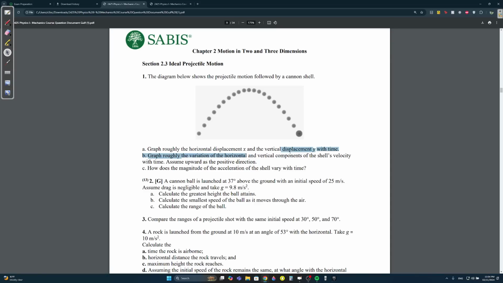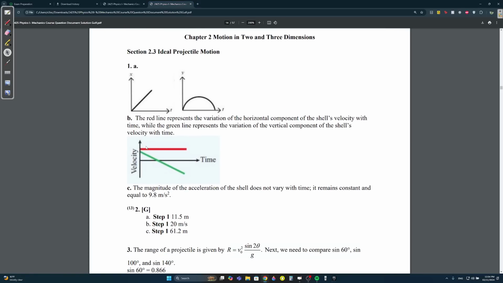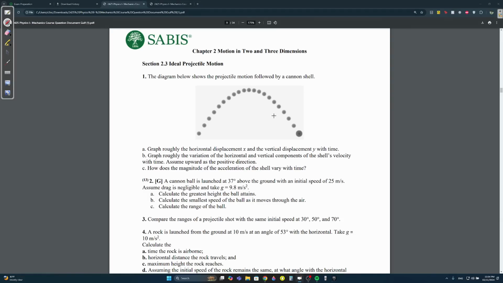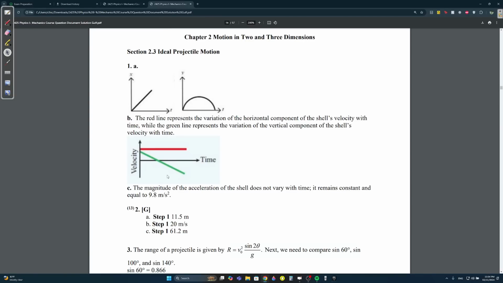Graph roughly the variation of the horizontal and vertical components of the shell's velocity with time. Assume upwards is a positive direction. I remember this was question 1 of the week 7 mechanics quiz. I remember this question and it came copy paste in the exam. The horizontal velocity, guys, stays constant. But since your acceleration in projectile motion is negative 9.8, the velocity will be decreasing for the y component. There's the x component, which remains constant, and the y component, which goes down, right?